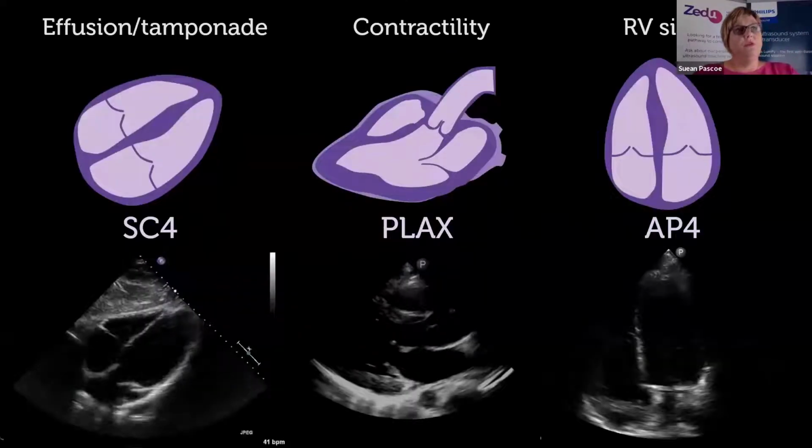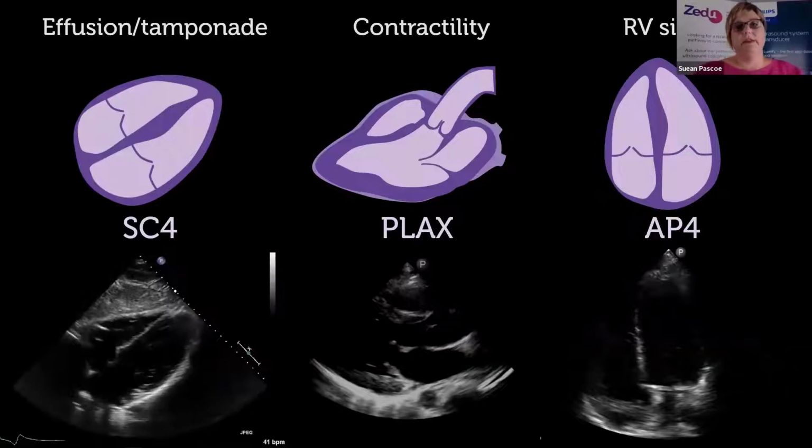On the subcostal 4 view, a very quick image will alert you to the fact that there's any big pericardial effusion or if there's a tamponade. And that, of course, is critical, that needs an urgent intervention.